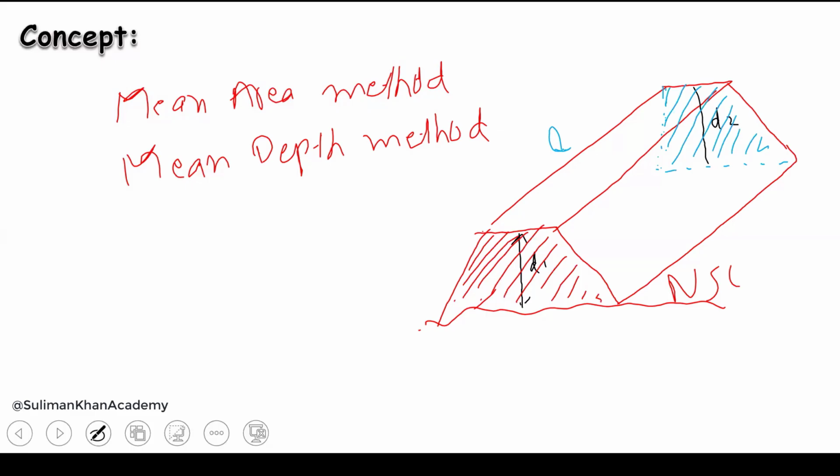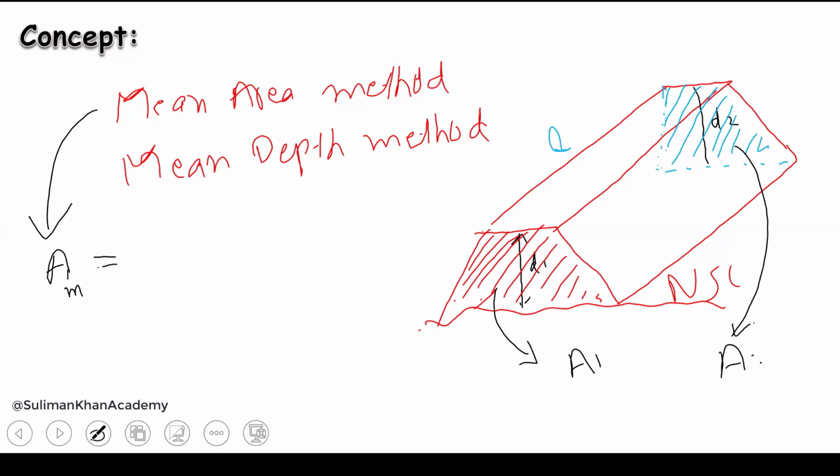Now, for the mean area method, I'm going to say area M, where M means the mean area. The area at this section I'm going to call area 1, and for that section area 2. What do we mean by the mean area? We add both areas, A1 plus A2, and then divide that by 2. So we have the mean area.